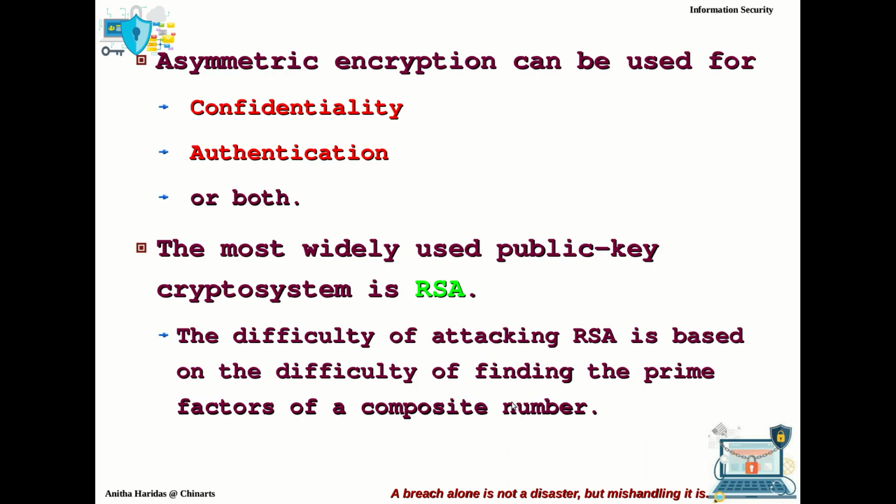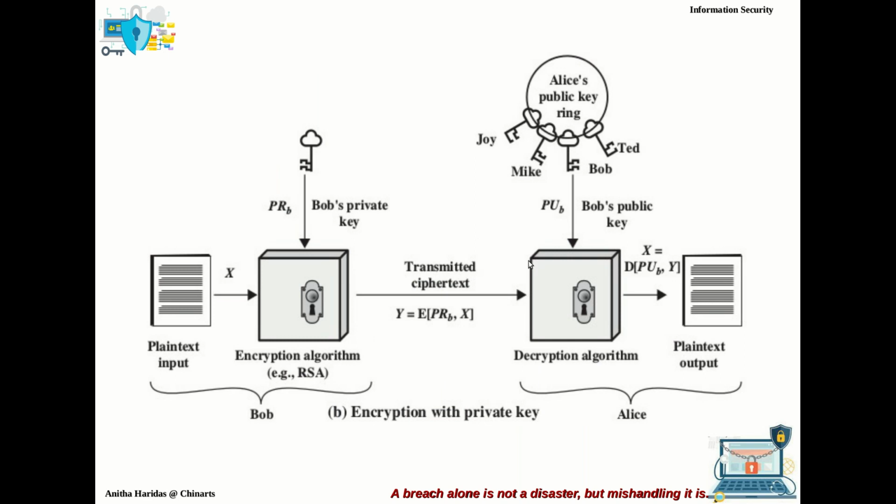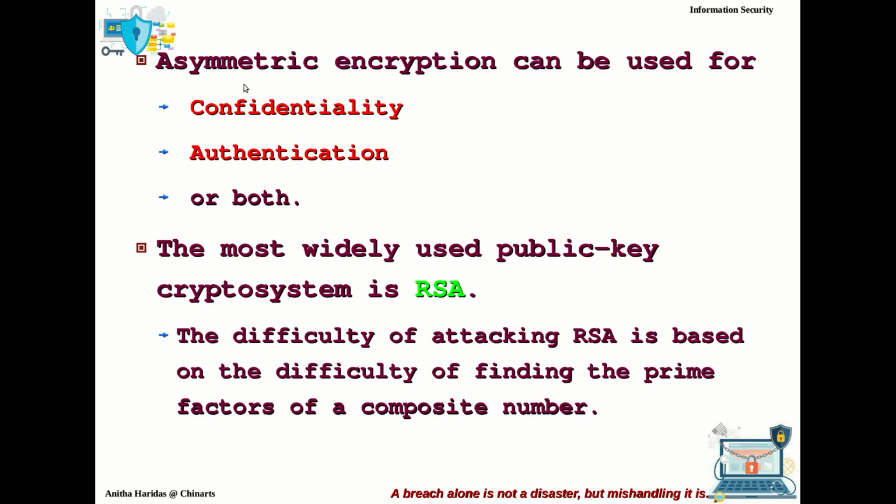Now we have seen what an asymmetric crypto system is. If you use the asymmetric crypto system, it can be used for confidentiality, it can be used for authentication, or it can be used for both confidentiality and authentication.